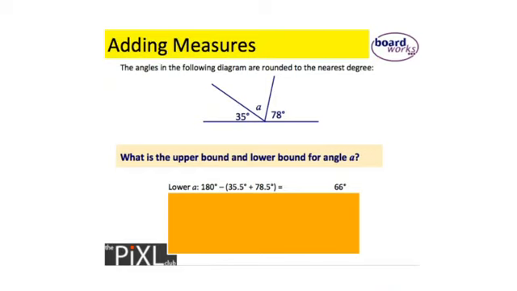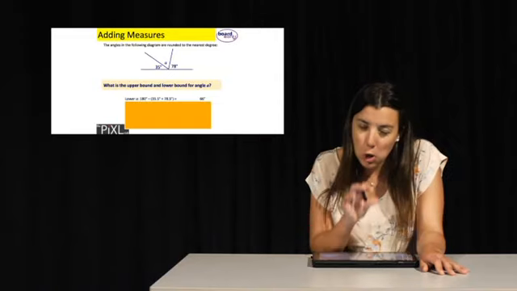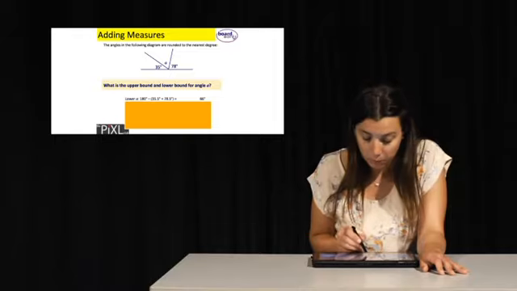So here, instead of 35, we're going to have the upper bound for that angle, which is 35.5. Add the upper bound for the second angle, 78.5. Take that away from 180 and we have 66. So that's the lowest value A could be.